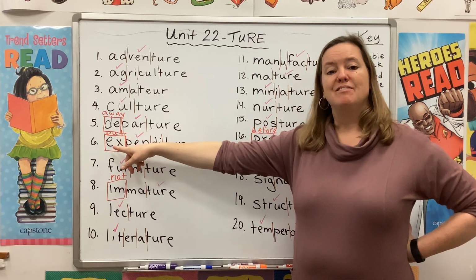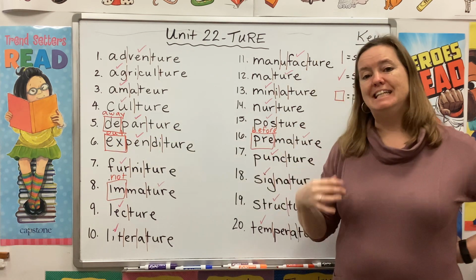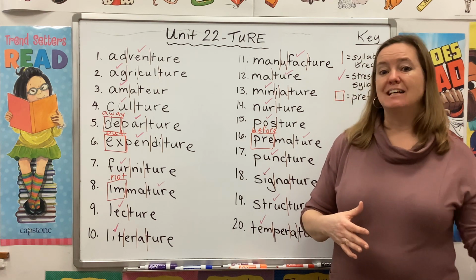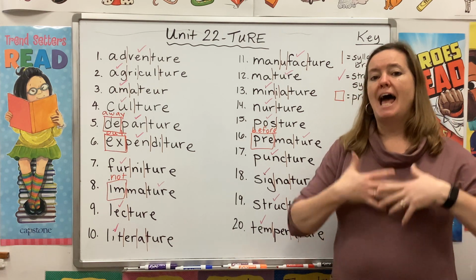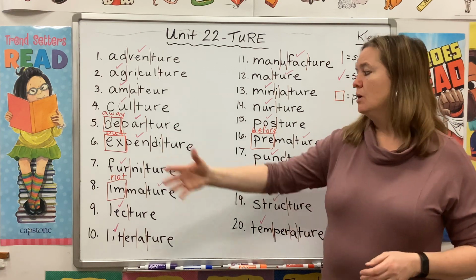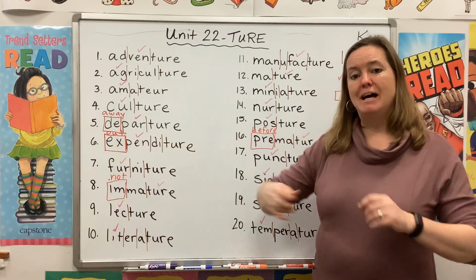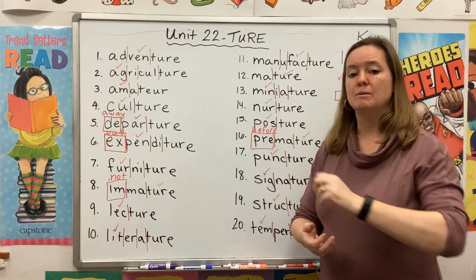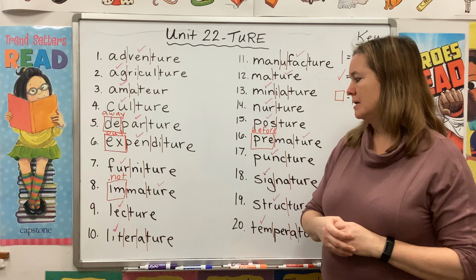So DE means away. Expenditure has the prefix EX. Whenever we see EX, it has something to do with out, right? Like the exterior of a building, or exhale means to breathe out. When you expend money, you're spending out money. You're handing it out to buy stuff that you need.